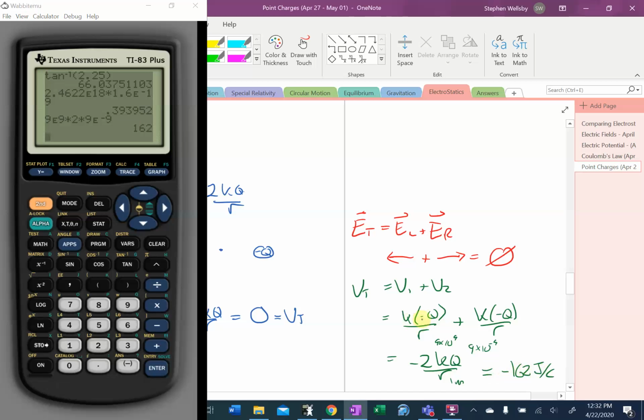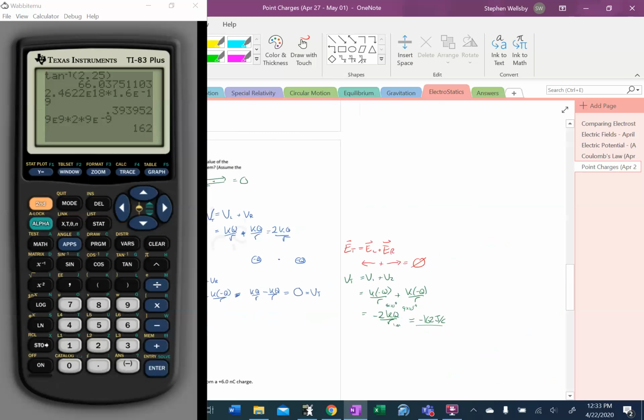So if I ignored the signs again for this one, I would have gotten the wrong answer. I would have gotten positive 162 joules per coulomb. That would be wrong. That would be very, very wrong. The answer is going to be a negative value. In this case here, the potential is going to be negative because, how do I explain that briefly? Yeah, it's near a negative charge, so it's going to be a negative potential.